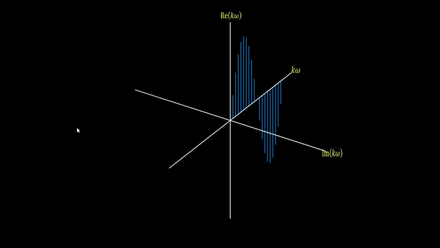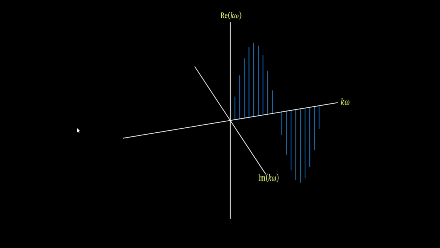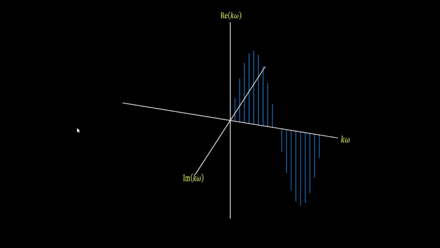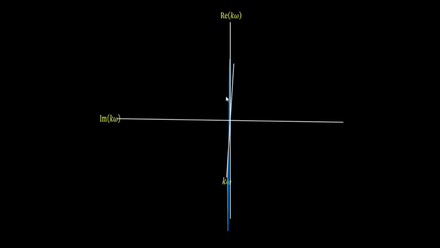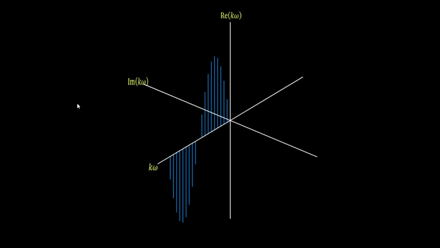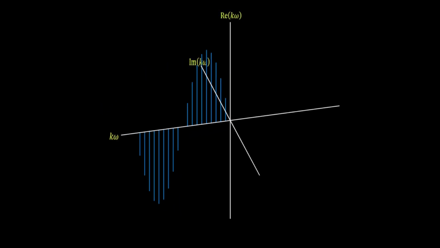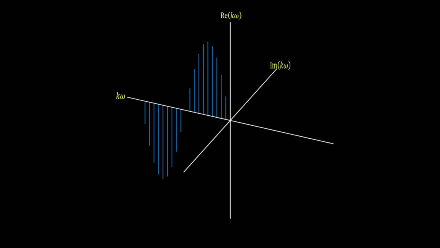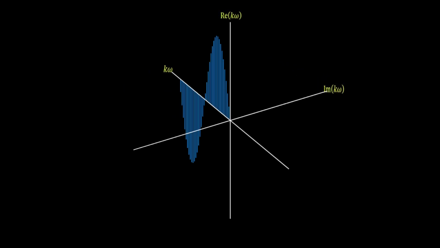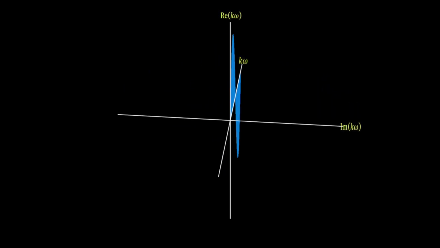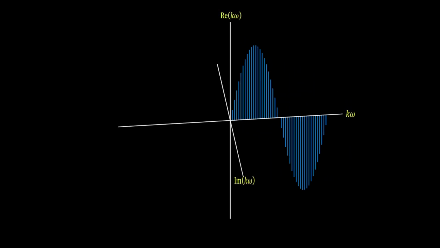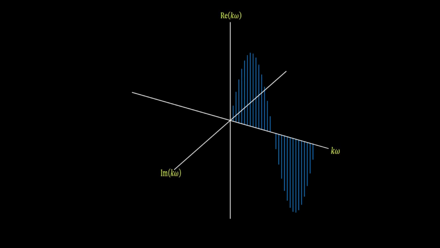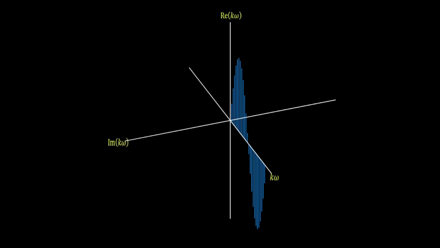So I can represent discrete functions in the frequency domain for both the real part and the imaginary part. So let's see what we can do with this. We can adjust the sampling frequency, so you can see the number of samples is being increased. We can also adjust the amplitude.